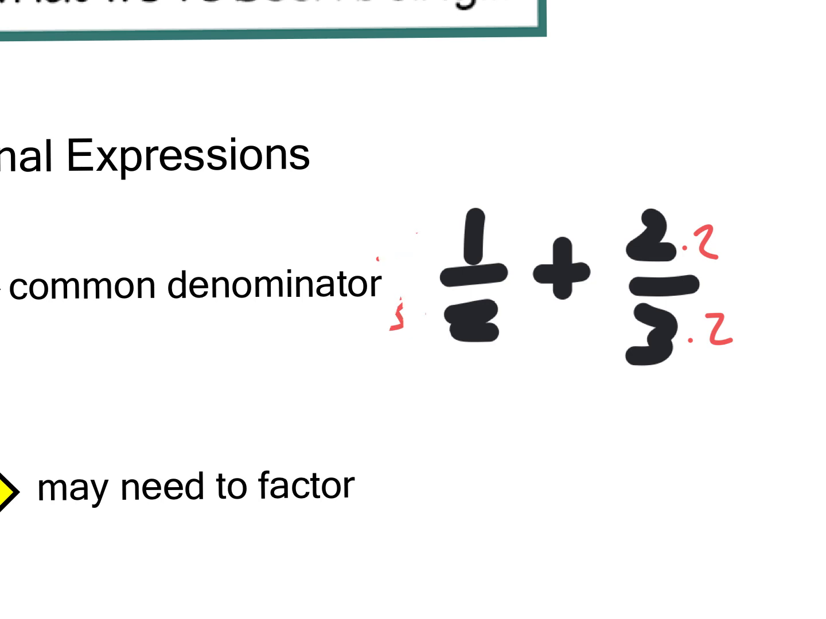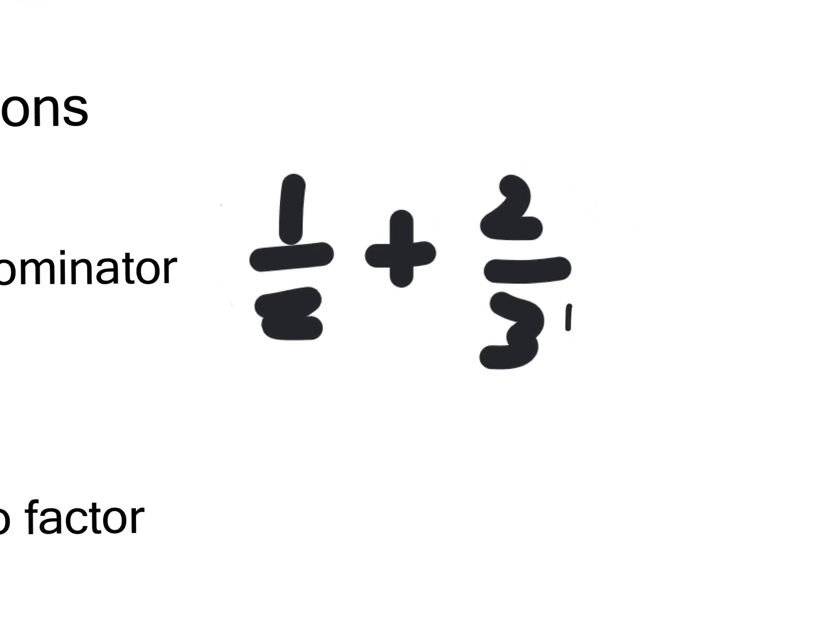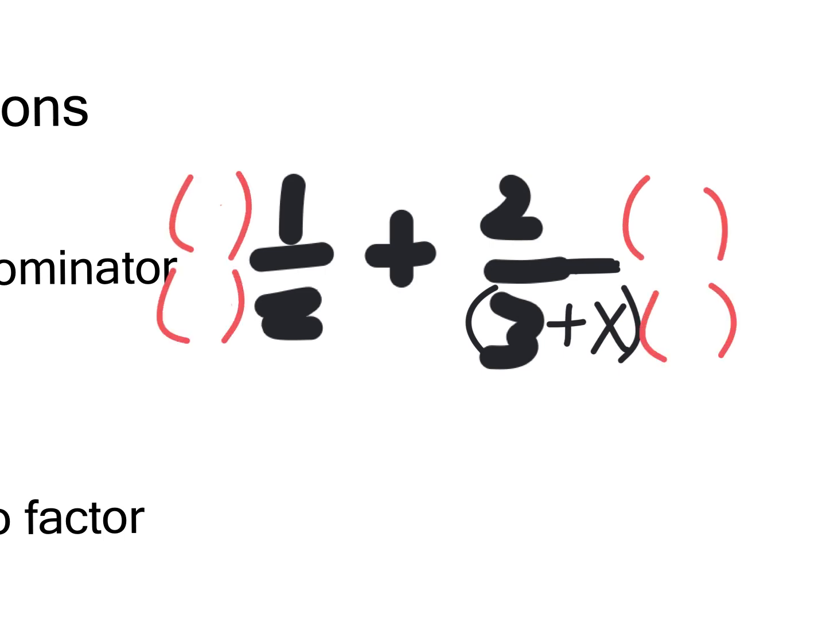Do you remember the kind where they all of a sudden threw in like 3 plus x here, and then you had to get a common denominator? Well, then you'd go like this, and would you please actually do this one? What would be a good common denominator? Well, you got to times by the other denominator.